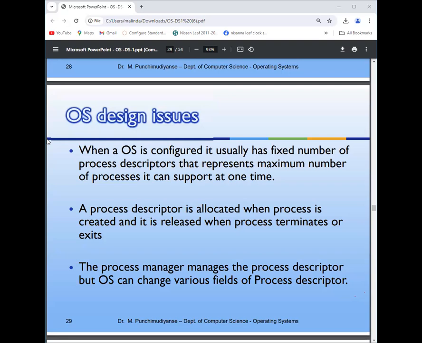The process descriptor is allocated when a process is created, and it is released when the process terminates. So that means it has to be reusable. Otherwise, if one is allocated forever, the number of process descriptors that can be used will end after some time. That will not happen, because when a process terminates, that particular space is released. The process manager manages the process descriptor, and however, the operating system can change the fields based on the work happening inside the process.